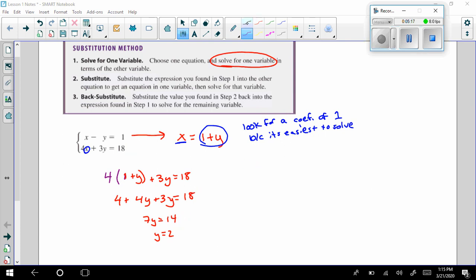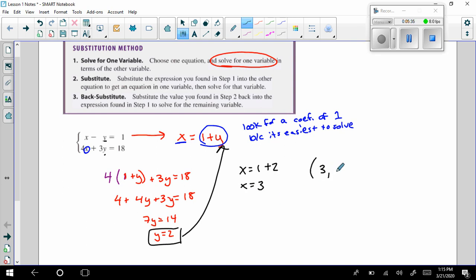I'm going to now take this value here, y equals 2, and I'm going to replace it up here because that's the easiest place to solve. But you could plug it in anywhere and solve it out. So x equals 1 plus 2, x equals 3. So the system solution is (3, 2). And we must write it as a point.